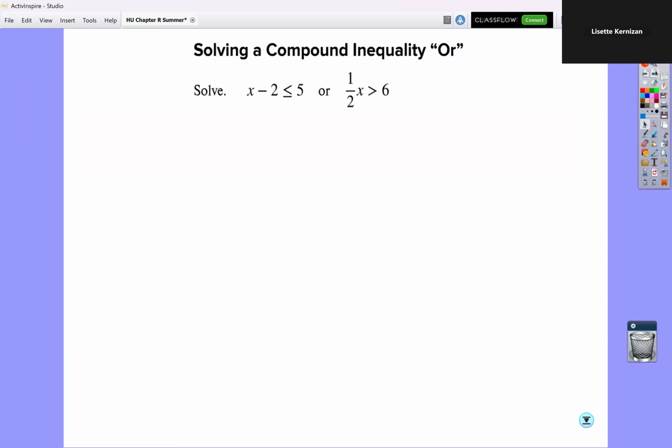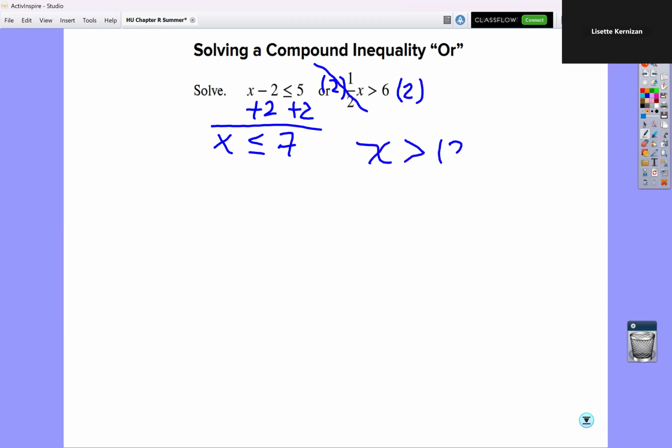Compound inequality. So sometimes you'll have two inequalities with an or, and usually they're going in opposite directions. So for this first one, I have x minus 2 is less than or equal to 5. I'm adding 2 to both sides. I get x is less than or equal to 7. Here, this is division on the left-hand side. The 1/2 x is greater than 6, so we're going to multiply both sides by 2. This cancels it out, and then we have x is greater than 12.